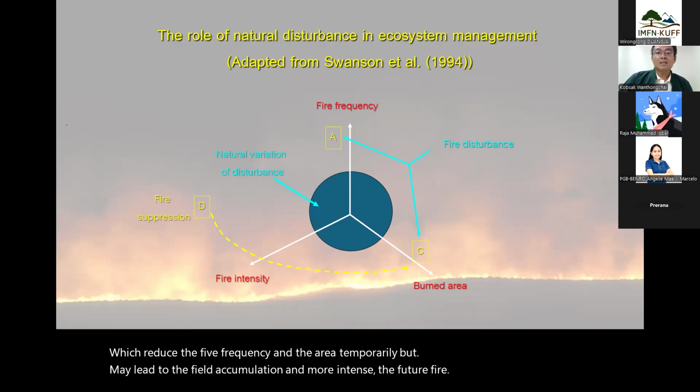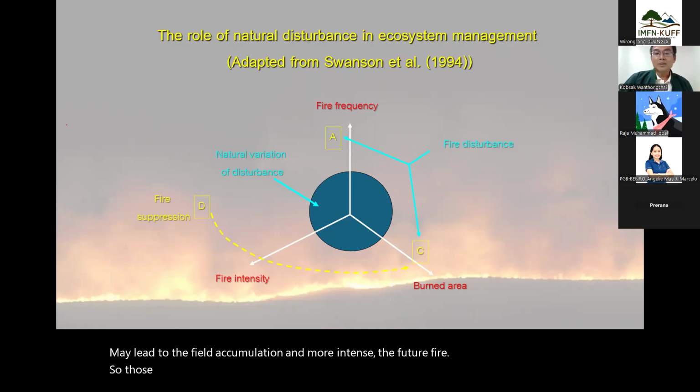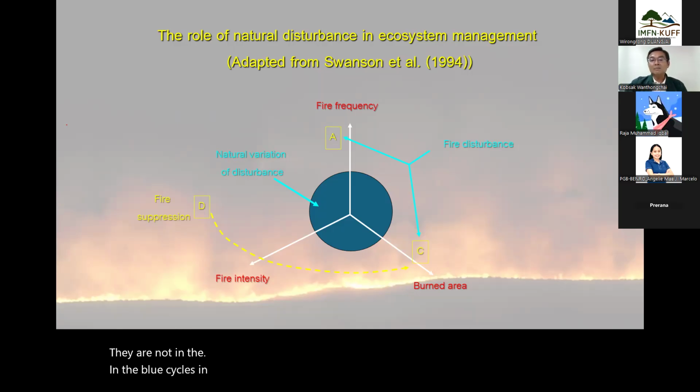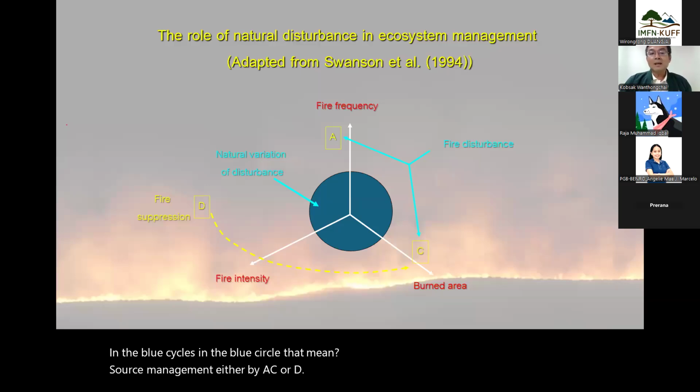So those management practices, you see that they are not in the blue circle. That means those managements, either A, C, or D, are outside of the natural variability of disturbance.